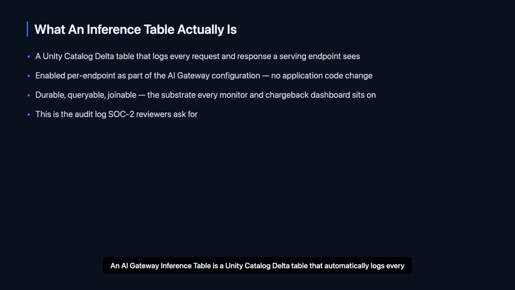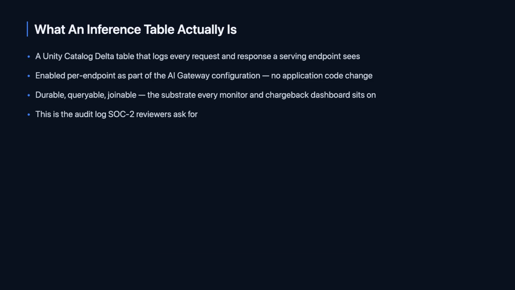An AI Gateway Inference Table is a Unity Catalog Delta table that automatically logs every request and every response your serving endpoint sees. You enable it per endpoint in the AI Gateway configuration, no code change in the client, no SDK update, nothing. Because it's a Delta table under Unity Catalog, it's durable, it's queryable in SQL, and you can join it to other governed tables. Every monitor we build later in this video and every chargeback dashboard sits on top of this one table. This is the audit log a SOC 2 reviewer asks for.